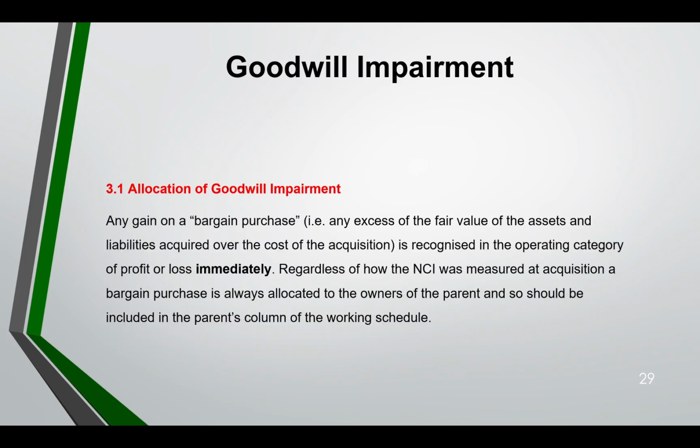Now, a gain on bargain purchase. This I've covered in my previous lecture. What is a gain on bargain purchase? When your goodwill is negative, that means you are paying less than the value of the net assets. So this is an income that will go in the operating category. It doesn't matter how NCI is measured. Bargain purchase is always allocated to the owners of the parent, and so it should be included in the parent's column of the working schedule. It will not go to NCI. NCI can be measured at fair value, NCI can be measured at proportionate share. Bargain purchase always goes to the parent.